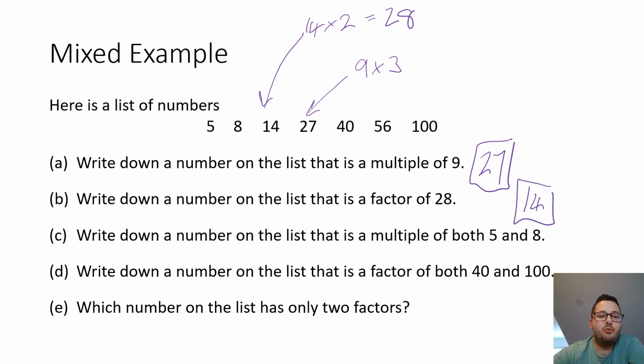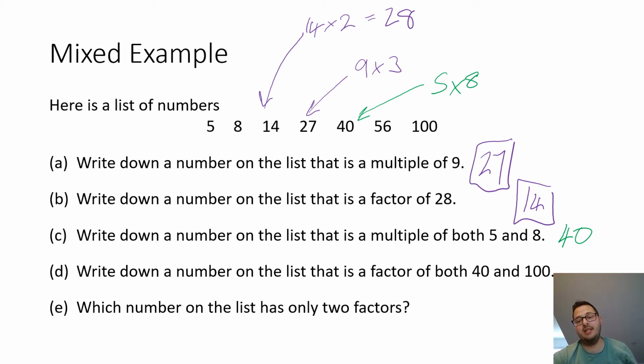Part C, write down a number on the list that is a multiple of both 5 and 8. Okay, so we're thinking what's in the 5 times table and the 8 times table. Well, I think the only number that satisfies that is 40, because 40 is actually 5 times 8. So that is that.